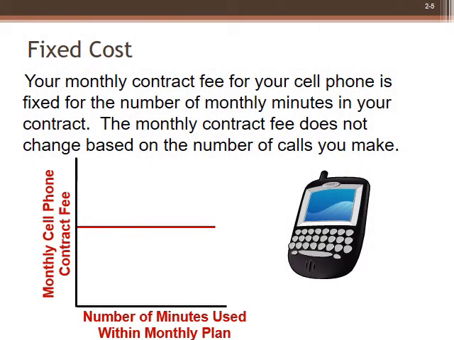Okay, now coming towards understanding fixed cost. Fixed cost is constant within the relevant range, or in other words, fixed cost is a cost that does not change for a change in activity, that is, increase or decrease. So here your monthly contract fee for your cell phone is fixed for the number of monthly minutes. The monthly contract fee does not change based on the number of calls you make.